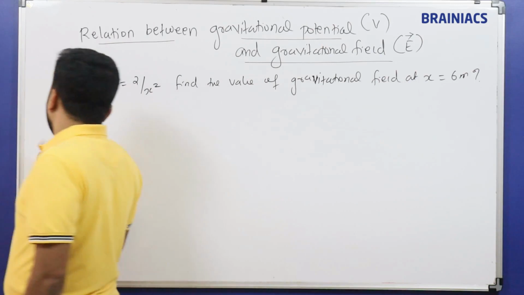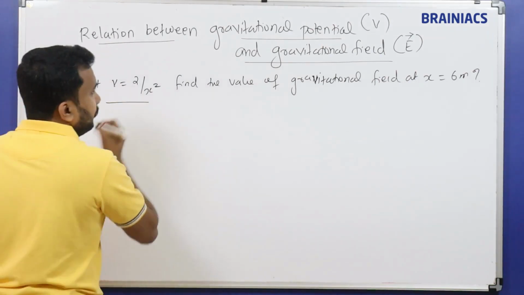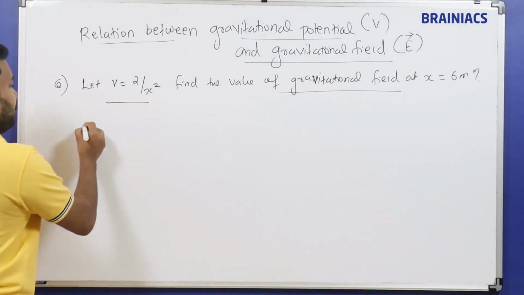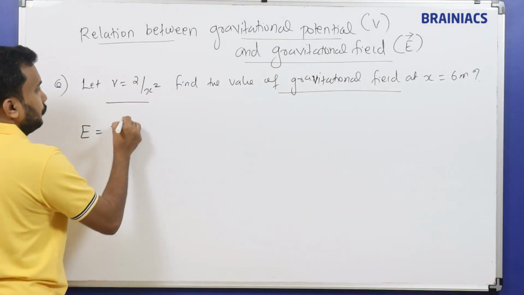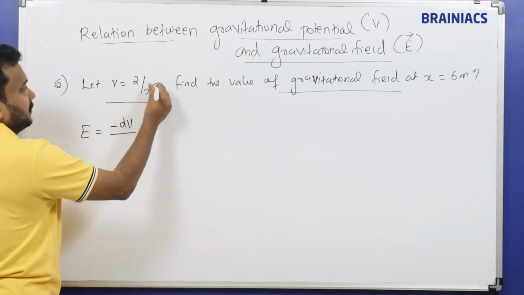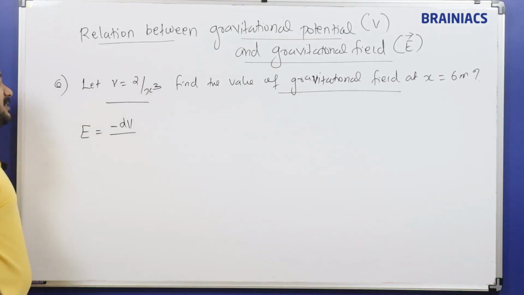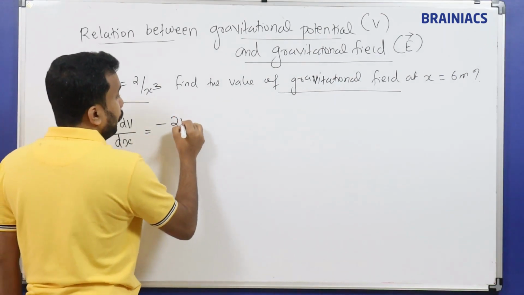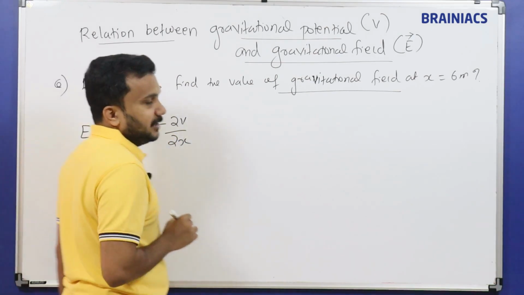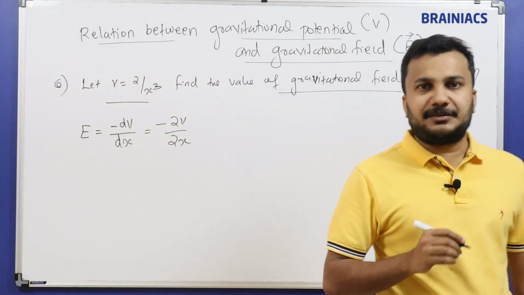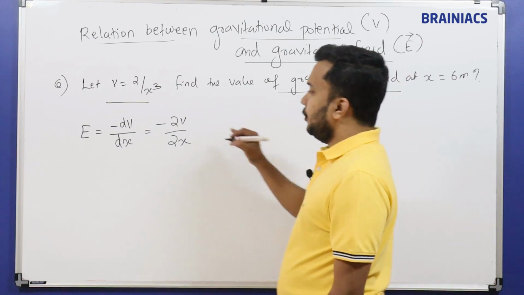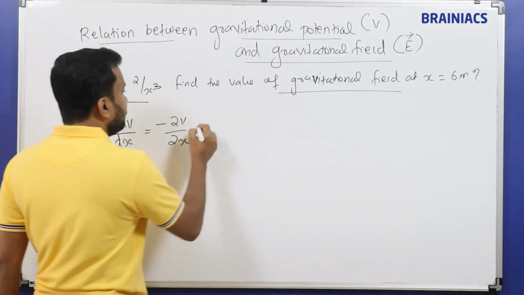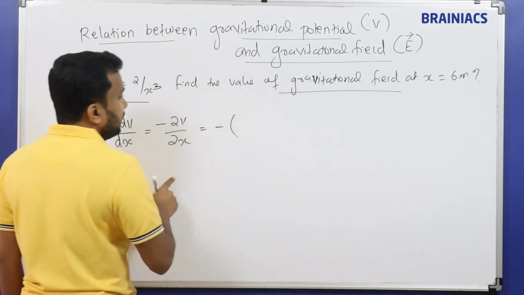This was a question. What is given? Potential is given to you and you want to find out the gravitational field. You know the relation, gravitational field E is equal to minus dV by dx, with V as 2 by x cube. dV by dx can also be written as dou V by dou x. dV by dx means differentiation, and dou V by dou x is also called differentiation. Both are the same, there is no difference. So the minus is taken outside.